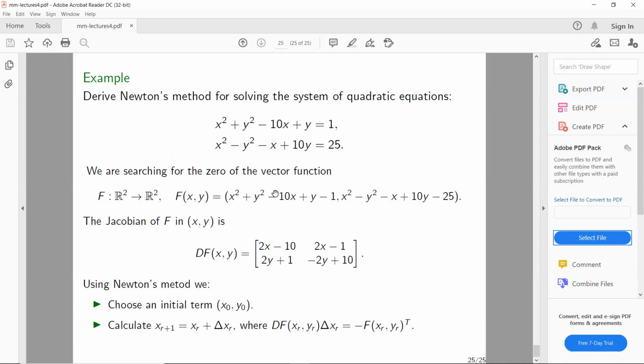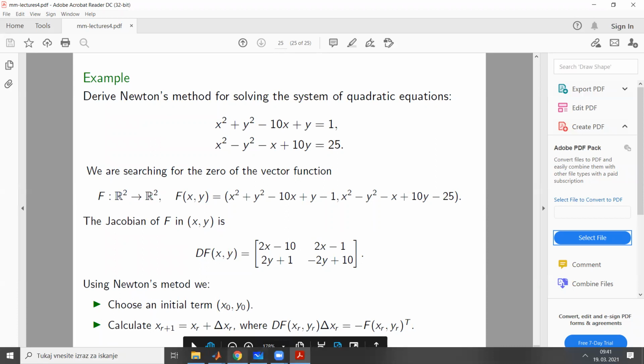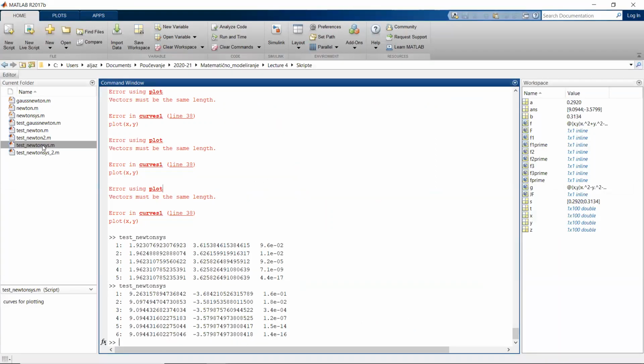Just a quick question. The diagonal elements 2x minus 1 and 2y plus 1 are switched, yes? Yes, okay, they are switched. Here they are switched, but in the MATLAB script they were okay. Otherwise, the method would converge somewhere which wouldn't even be a solution.